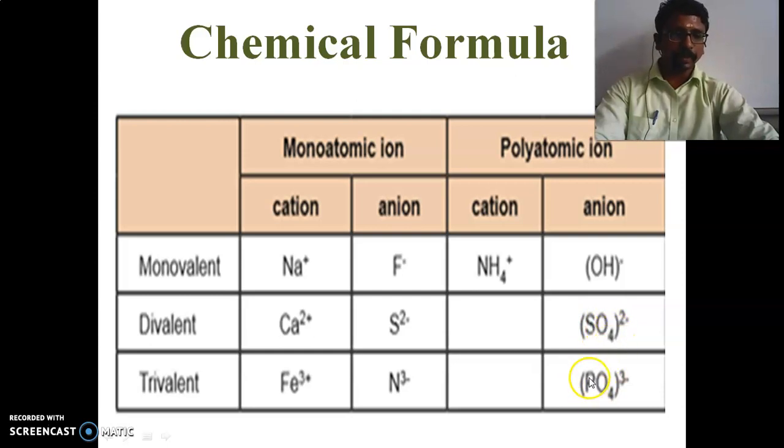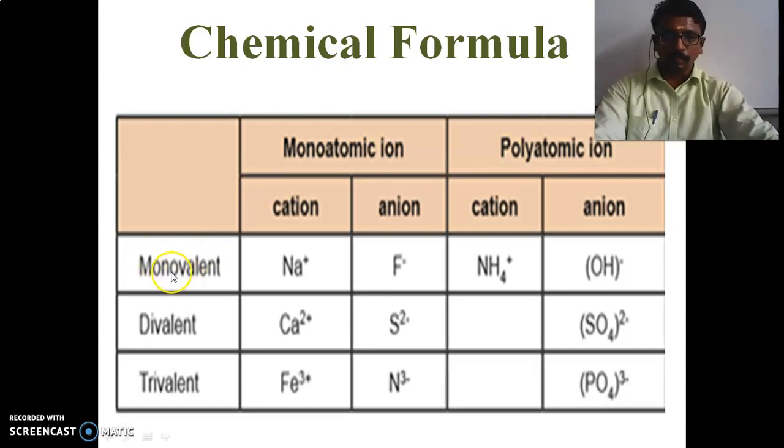Here you can see phosphorus and oxygen. There are two elements, phosphorus and oxygen, and the number of oxygen atoms is 4. So these ions are called polyatomic ions, and the others are called monoatomic ions. Mono means only one. Poly means two or more than two.